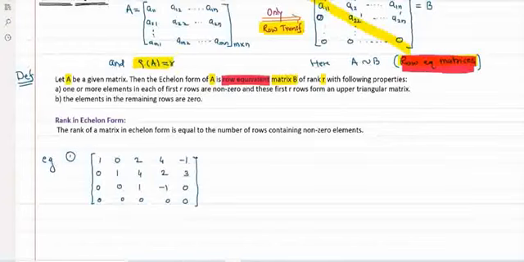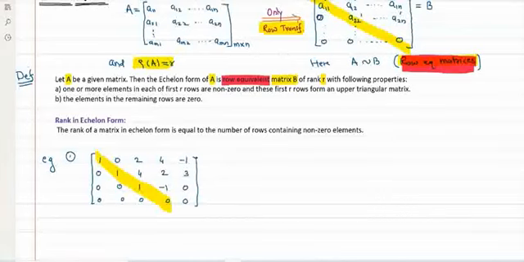What is the definition? First, I will fix the diagonal entry. The elements below the diagonal all are 0. Now, in echelon form, the diagonal entry may be different. I will take a second example.